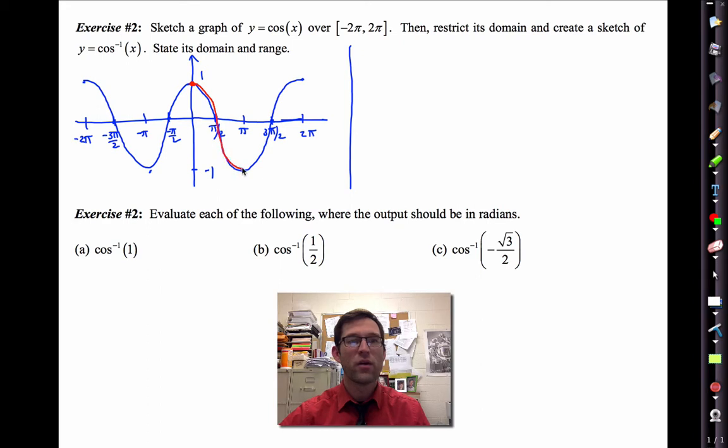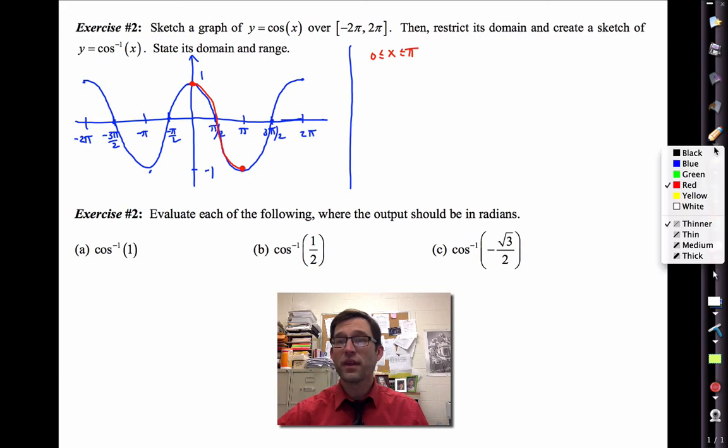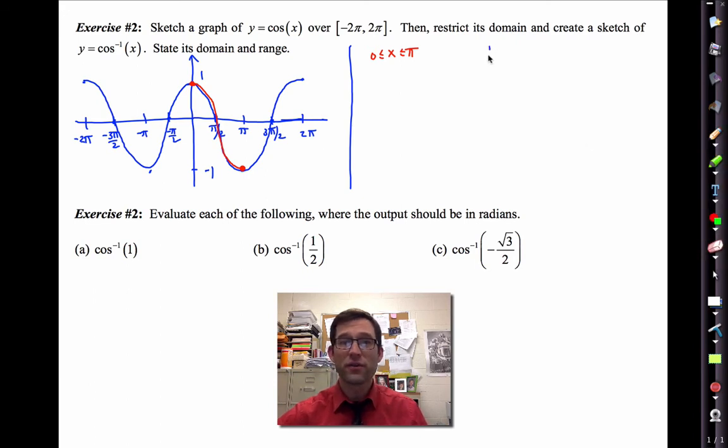If we go from 0 to pi, then we now have a nice one-to-one function that includes 0 to pi over 2, preserves the range negative 1 to 1, and continues to be 1 to 1. Now, if that's then the function that we invert, here comes our inverse cosine. Okay, a little bit different.